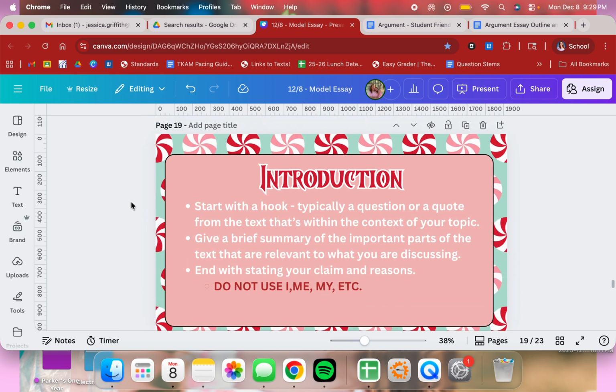All right, now that your outline's done, you can go ahead and start typing. So we're going to start with the introduction, just like we talked about yesterday. Start with a hook. Typically, that's going to be a question or a quote from the text that kind of goes along with what you're talking about. So a quote about defending Tom Robinson or from the trial.